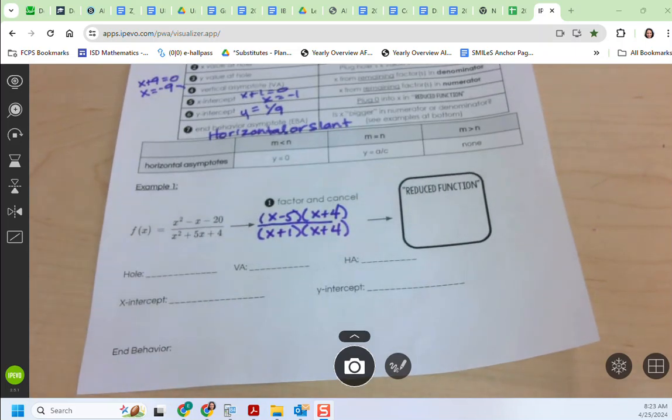If you're having trouble factoring, feel free to come by SS7 and just say I want some help with factoring because it's important for this.